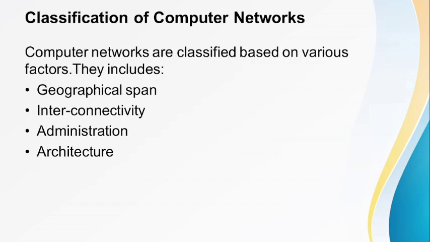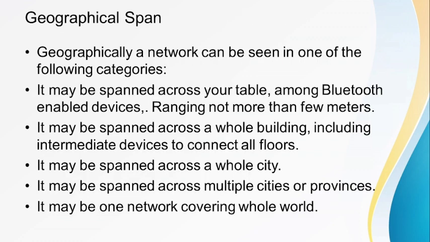Let's look at the classification of computer networks. Now, computer networks are basically classified based on various factors. These include, number one, the geographical span. Number two, the interconnectivity. Number three, the administration of the network. And number four, the architecture of the network. Let's look at these one by one.